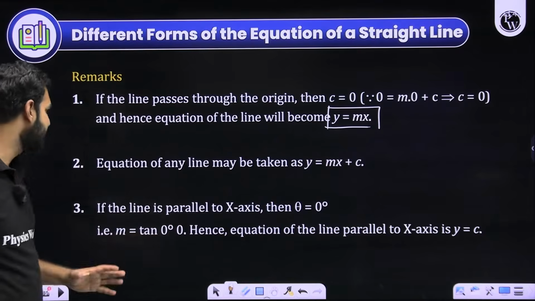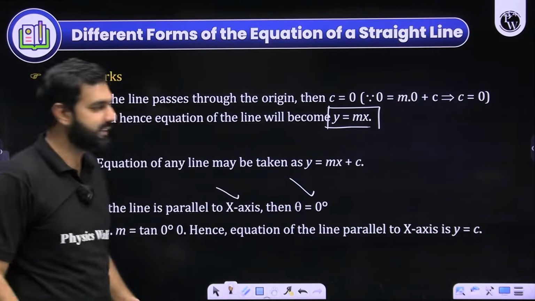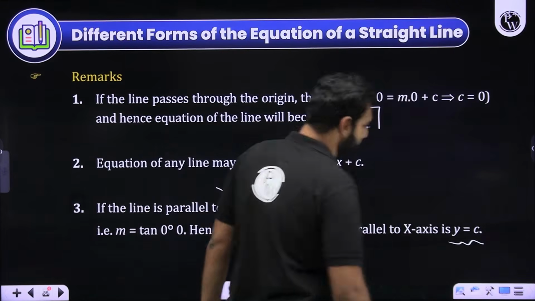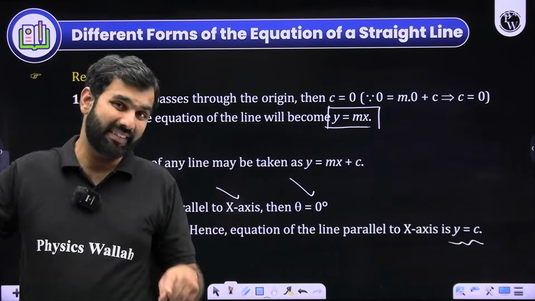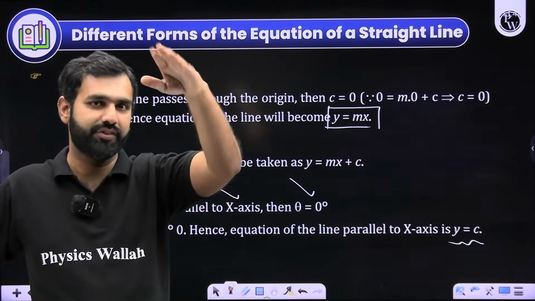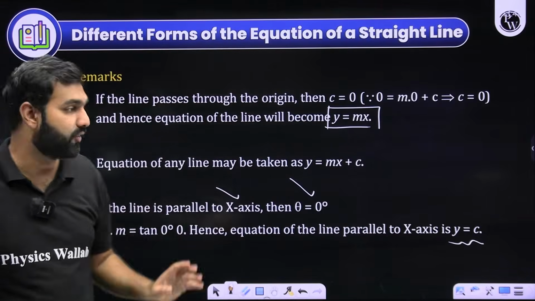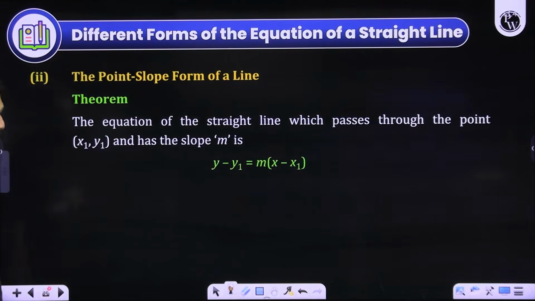Along with this, if the line is parallel to the x-axis, theta will be 0, as we have already discussed. Its equation is going to be y = c. If the line is parallel to the y-axis, theta will be 90. In that case, its equation will be x = a constant. That constant will be the point from where it is passing through. I hope you remember, as we have already discussed in the previous slides, right?